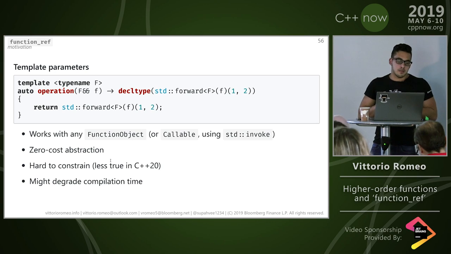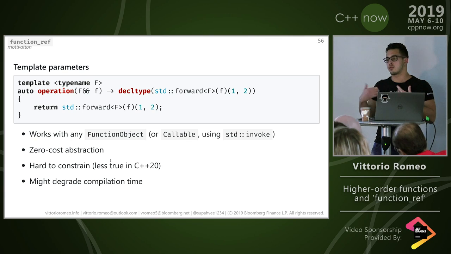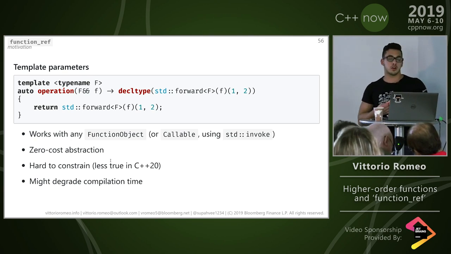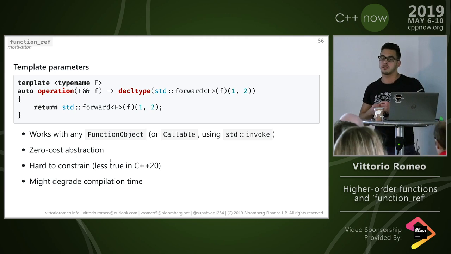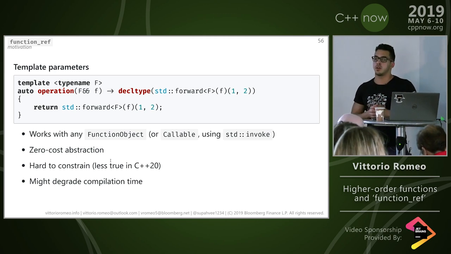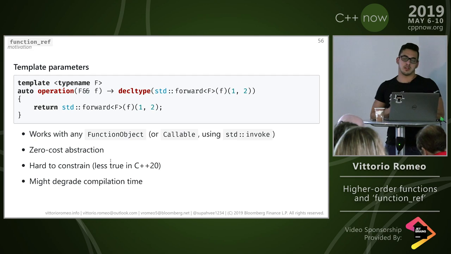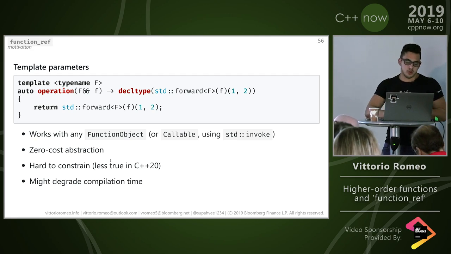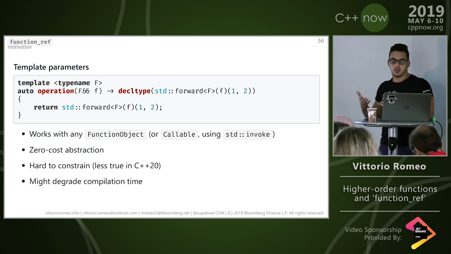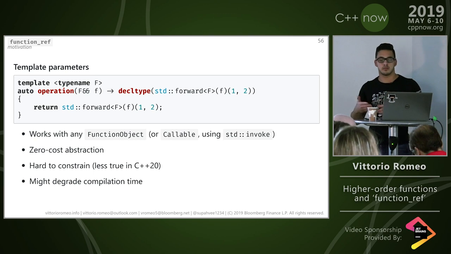And the main problem with this is that a template parameter has to be defined in the header. Every time you pass some sort of closure or function object, it is going to be a new instantiation. So this might degrade compilation time in large code bases and also create coupling between interfaces and definitions. One point I also want to make is that in C++20 we finally have concepts, so the third bullet point might be a little less true.